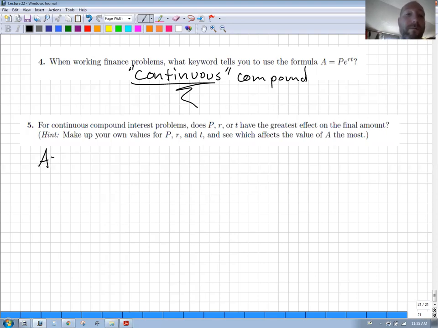Well, all right, since these are in the exponent, R and T have the greatest effect because they're in the exponential. You can change P by a whole lot, but what matters most is the rate and the time. So if you have a really high interest rate, you can have a small principal but still make a lot of money. Or if you leave it in there for a long time, even with a small amount of principal, you can make a lot of money. All right, because they are in the exponent.